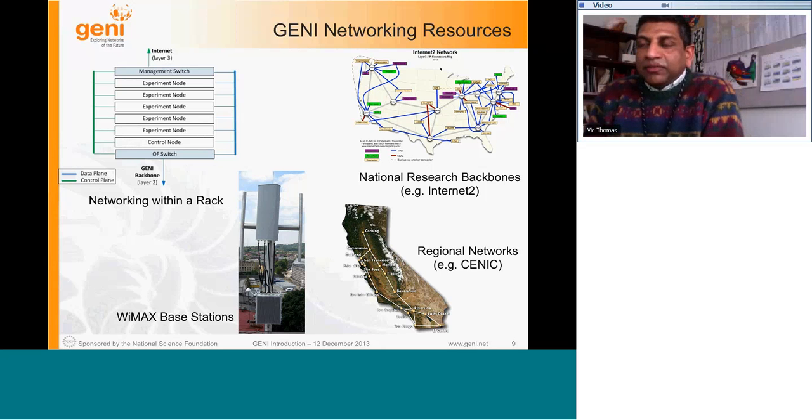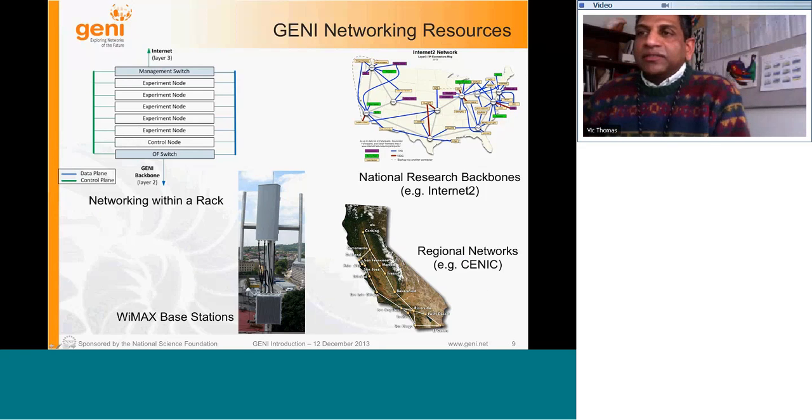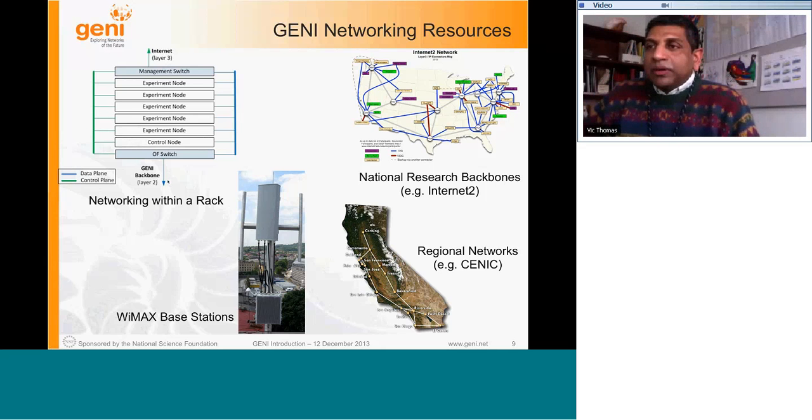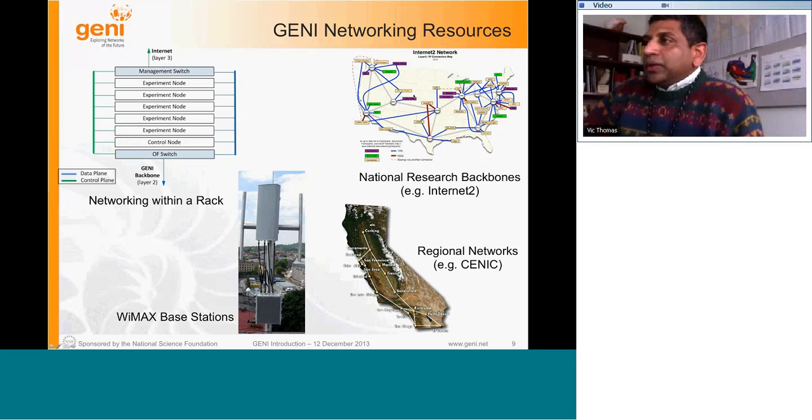These racks connect, if you look at the bottom of the rack picture, you see a connection from the OpenFlow switch to a GENI backbone. This is typically a connection to a research network such as Internet2 or National LambdaRail. So you can connect to other racks, your resources in other racks over this research network. So you can have experiments that span multiple racks across the country. So this picture here shows the Internet2 network that connects various campuses around the country. And so your connections from one rack to another would go over one of these links.